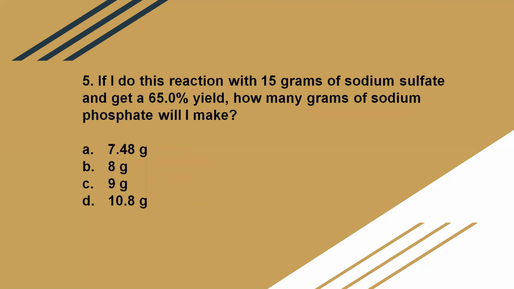5. If I do this reaction with 15 grams of sodium sulfate and get a 65% yield, how many grams of sodium phosphate will I make? A, 7.48 grams, B, 8 grams, C, 9 grams, D, 10.8 grams.